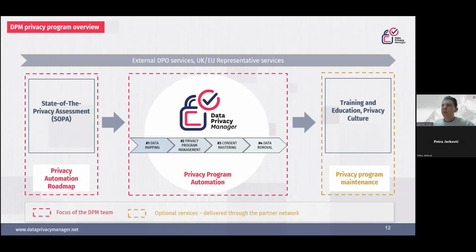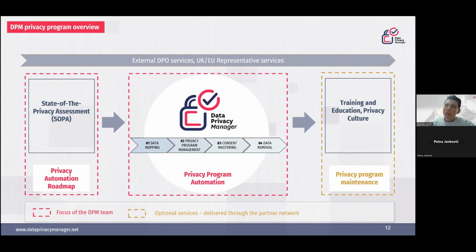Petra already mentioned in the beginning, DPM is all about end-to-end automation. And when it comes to managing consents for clinical trials, end-to-end automation means that everything from collecting informed consents to the point of even anonymizing data at some point in future, everything is automated.